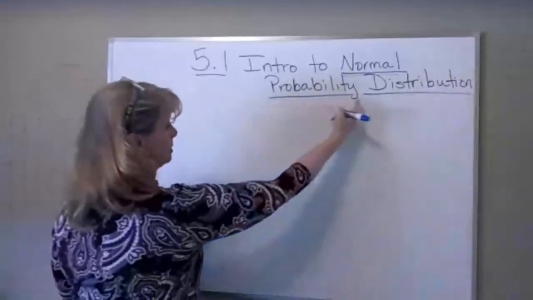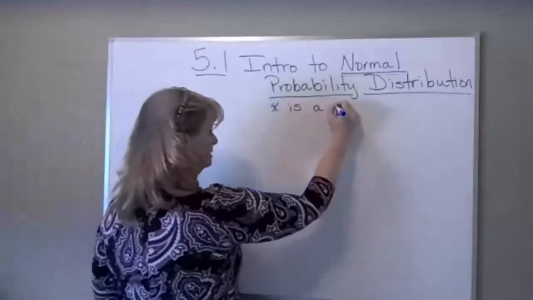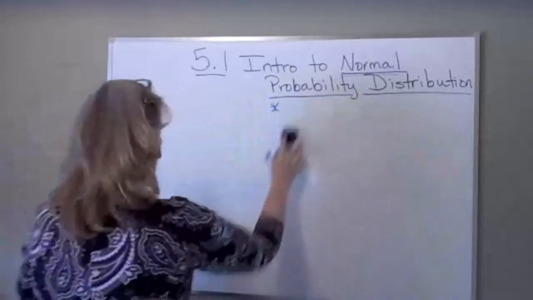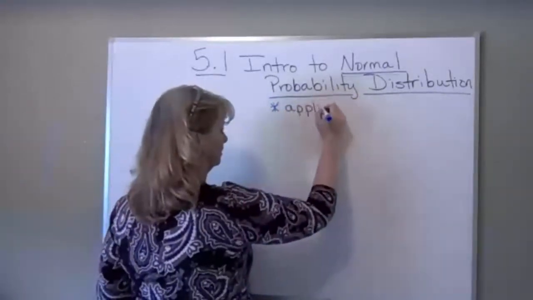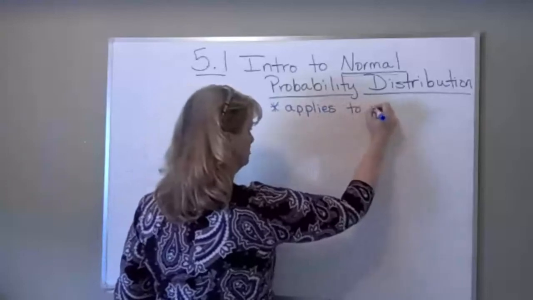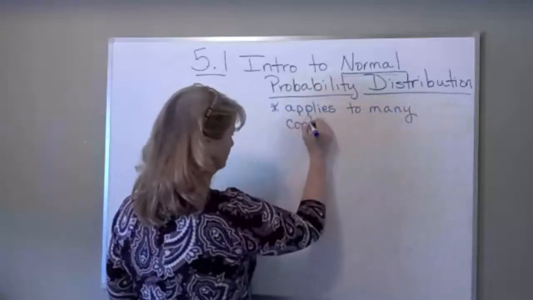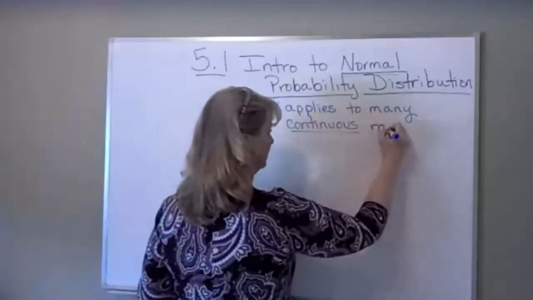So this normal probability distribution is a continuous, I'm going to write this differently, applies to many continuous random variables.